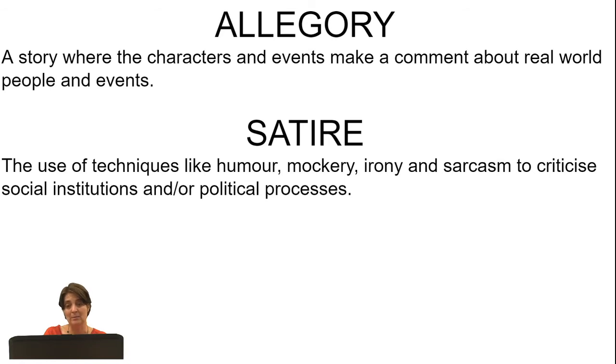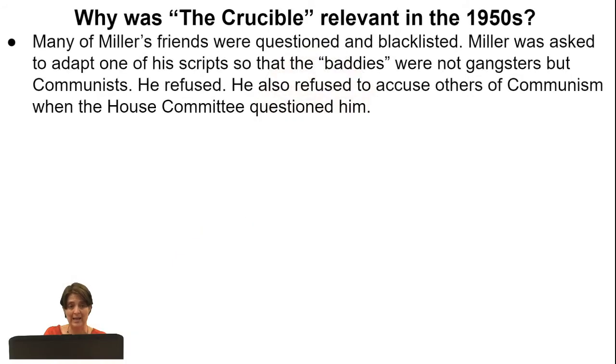So one of the things that Miller was satirizing was the way that justice was or wasn't being applied in America in the 1950s. So many of Miller's friends were questioned and blacklisted. Miller was even asked to adapt one of his scripts so that the baddies, which were gangsters, weren't gangsters but were communists. And he said this was ridiculous, and he point blank refused.